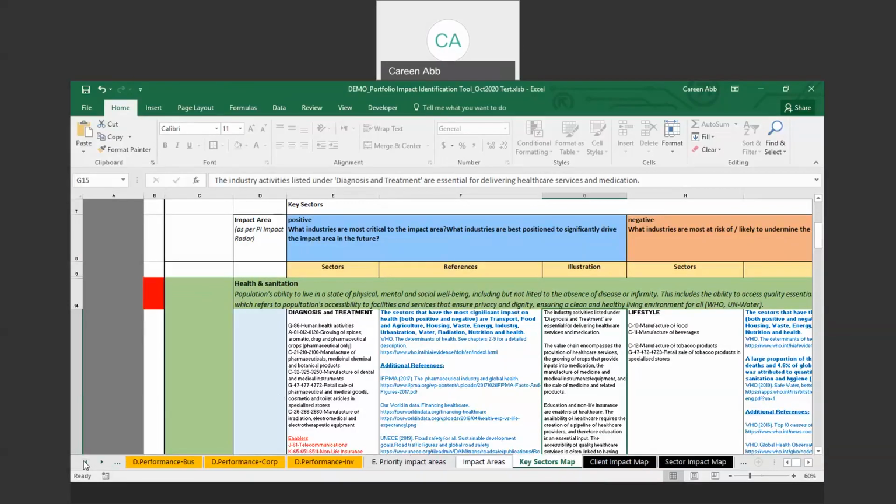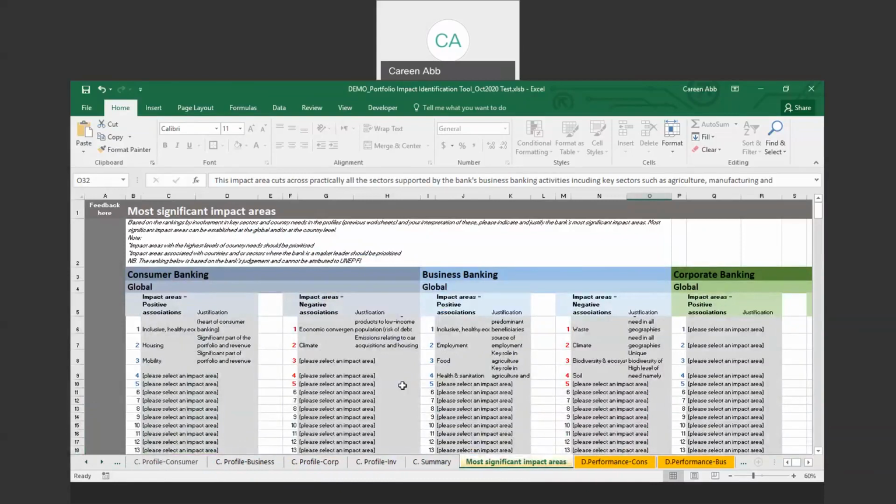With this, we arrive at the end of the first phase of the tool methodology, which is impact identification. This is indeed the very last worksheet that pertains to this phase. And at this point, as you can see, the profiles that are built up and the listing of most significant impact areas is based exclusively on the intrinsic nature of the business lines, the clients, the sectors, and the geographies that are present in the bank's activities.